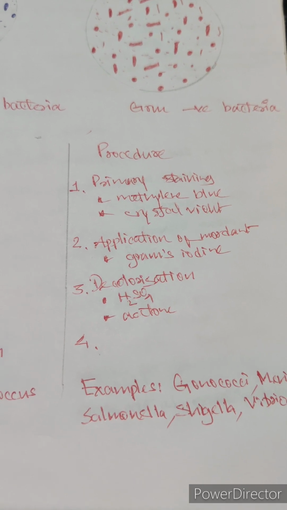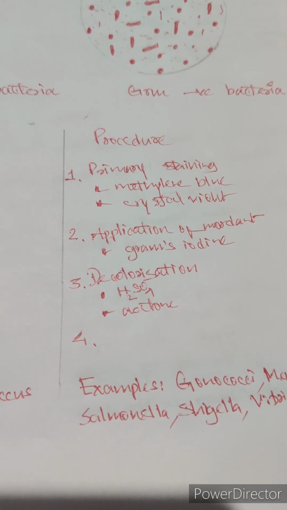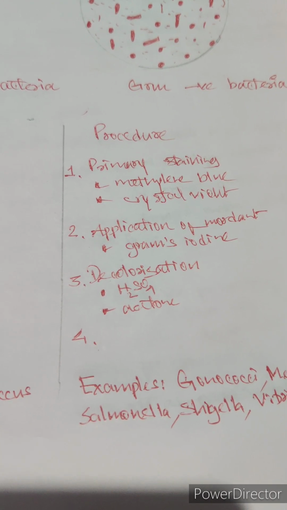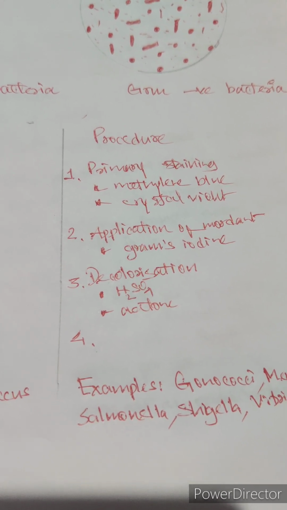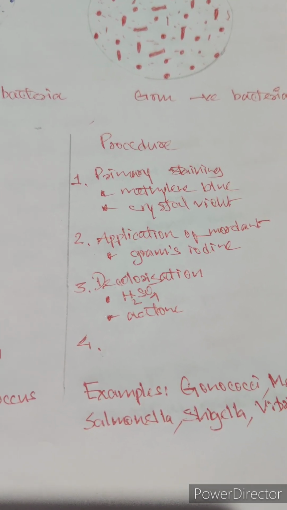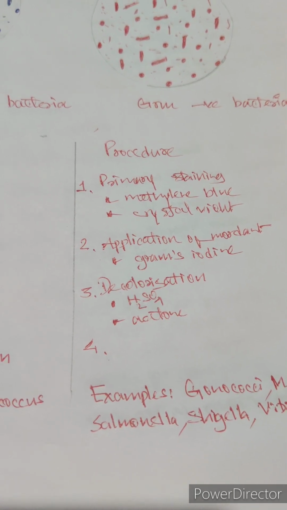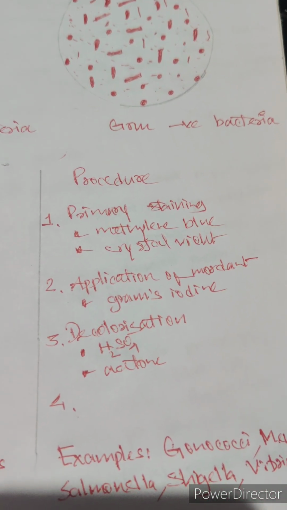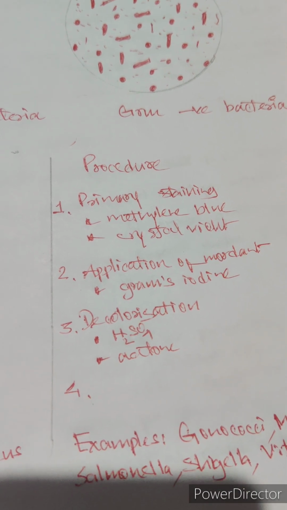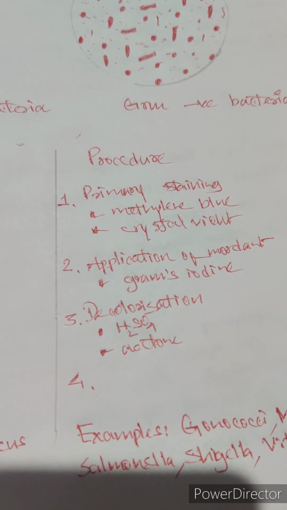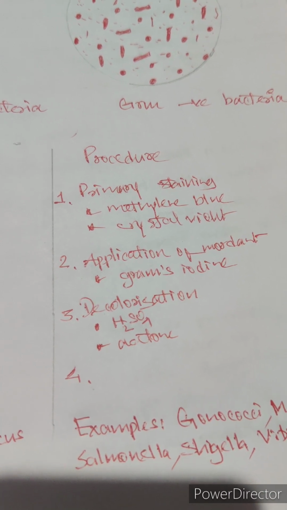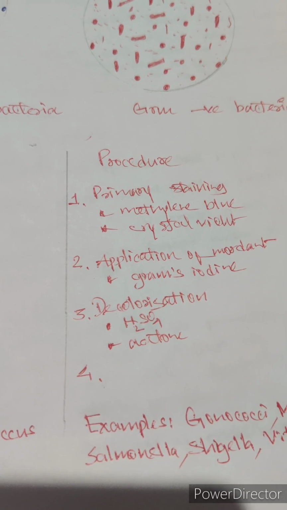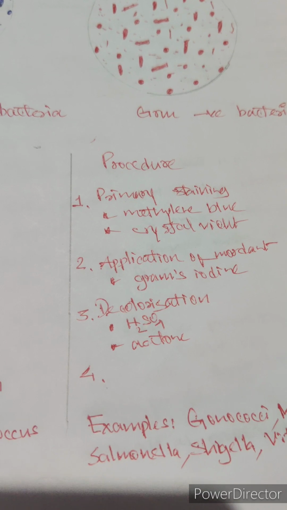So what happens during this decolorization process is, there are various reasons which I will explain in my later videos, but I'll just give one reason: there is more lipid content in gram-negative bacteria, but less lipid content in gram-positive bacteria. So due to more lipid content and less mucopeptide, these gram-negative bacteria decolorize the primary stain, which was your crystal violet. Okay, they decolorize the crystal violet.